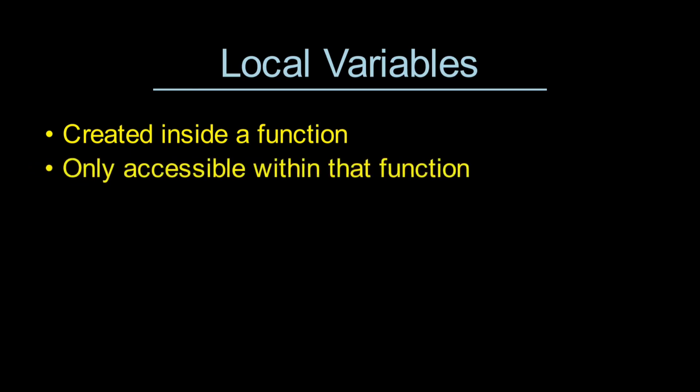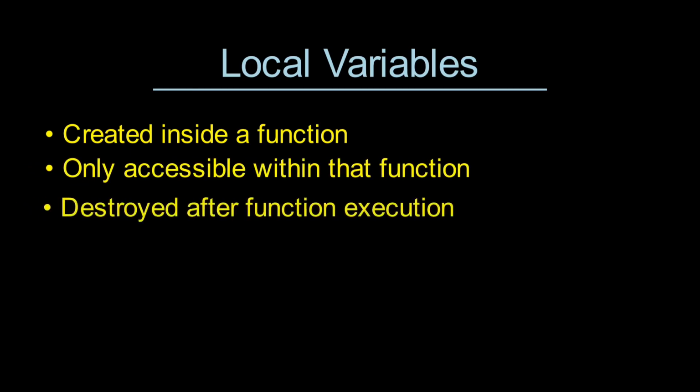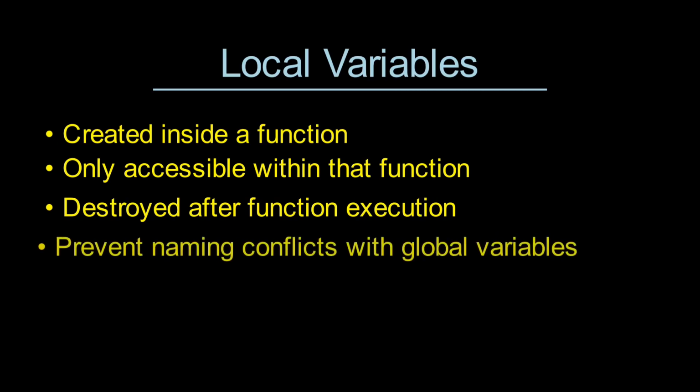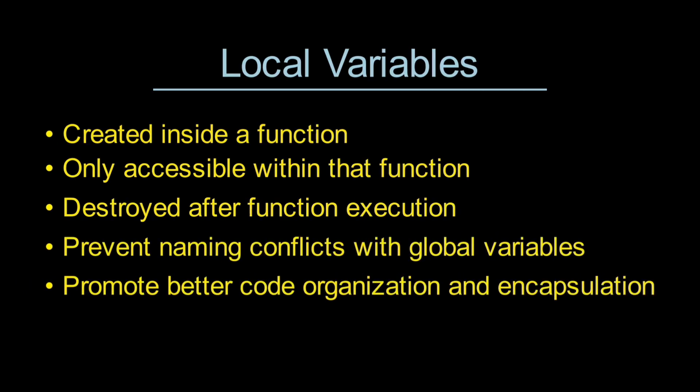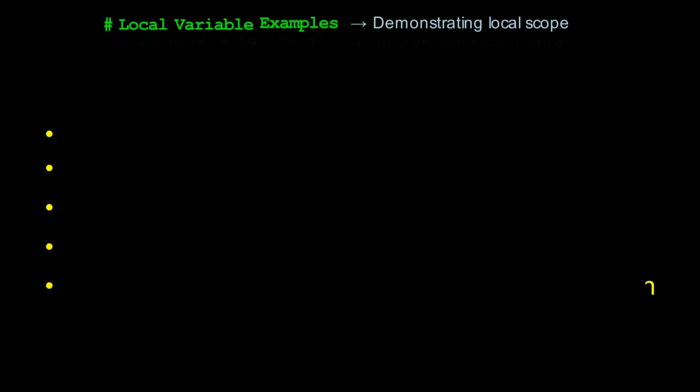Finally, let's explore local variables, which are fundamental to function level encapsulation. They are powerful because they exist only within their function. They get destroyed after function completion, prevent naming conflicts naturally, promote better code organization, and enable clean function level data handling. Here is how they work.